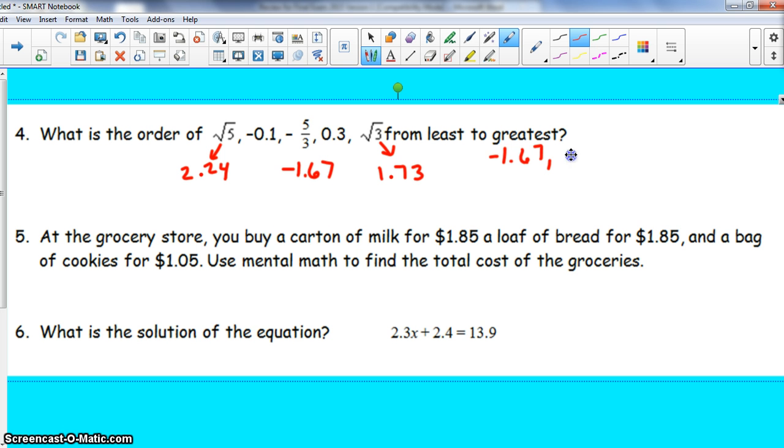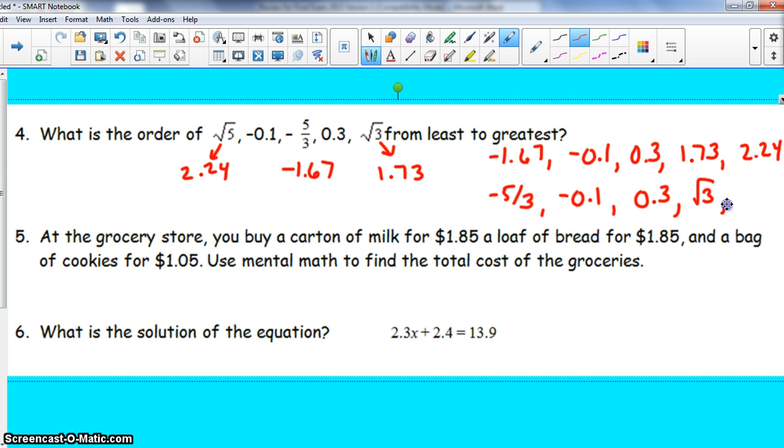And then I get negative 0.1, then 0.3, 1.73, and 2.24. But I can't leave them all in decimal form because they weren't given to me in decimal form. So negative 1.67 is the same as negative 5 over 3. Negative 0.1 was a decimal. 0.3 was a decimal. 1.73 is the same as the square root of 3. And 2.24 is the same as the square root of 5.